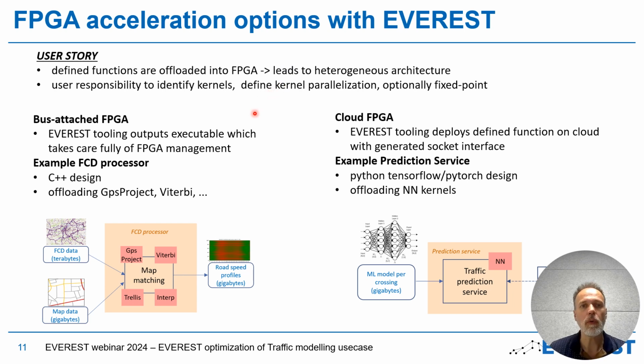With EVEREST, we support two FPGA flows. One is for bus-attached FPGA architectures, and another flow is for cloud FPGA architectures. In bus-attached architecture option, EVEREST compilation outputs executable which takes care of FPGA management completely. It means it makes sure that at the start of the application, FPGA bit stream is deployed on FPGA resources, and this particular kernel is offloaded to FPGA and executed as such during the run, while the rest of the system is running in CPU space.